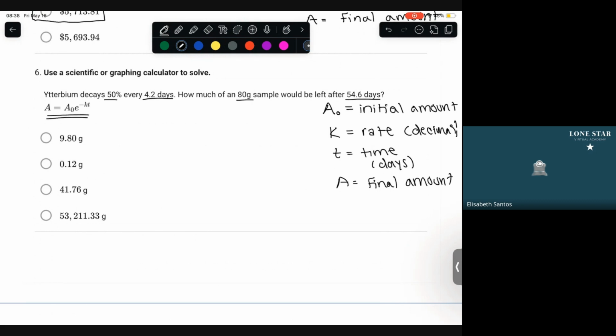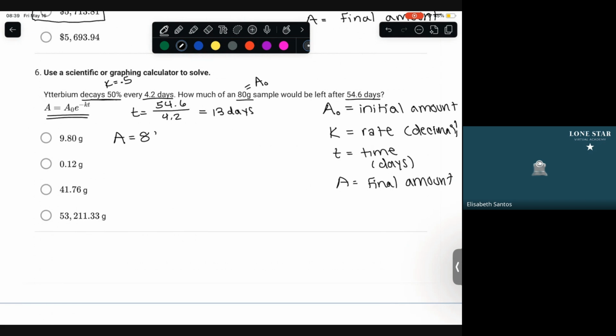Okay, so here we have our decays 50%. So that means K equals 0.5 every 4.2 days. 80 is our initial. And they're asking how much would be left after 54.6 days. So we need to first calculate time, T. Since erbium decays every 4.2 days, we're going to take 54.6 and divide it by 4.2, and you're going to get 13 days. So that's our T.